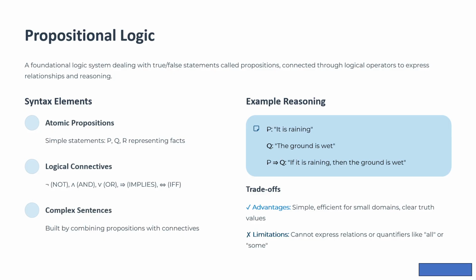Propositional logic is simple and efficient for small domains, but there are trade-offs. We have limitations also. It can't express more advanced relationships, like every person is mortal. For that, we need a more powerful system.